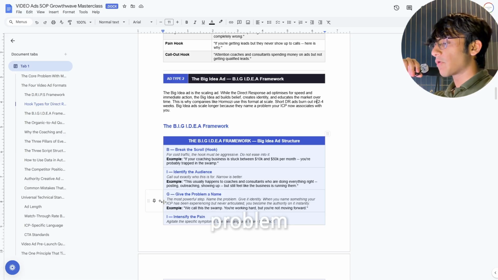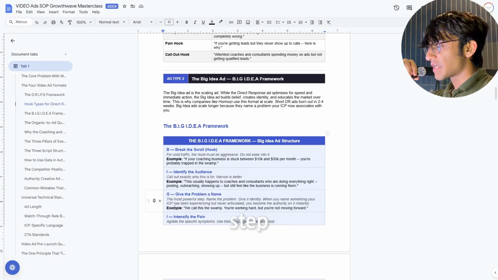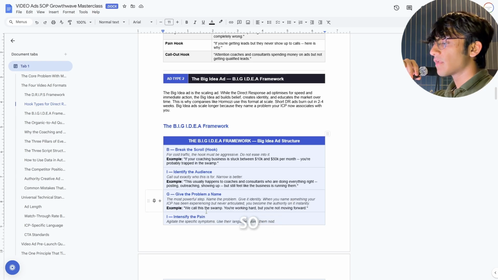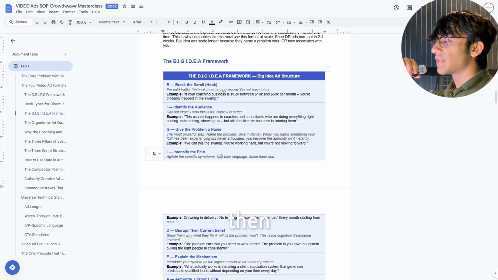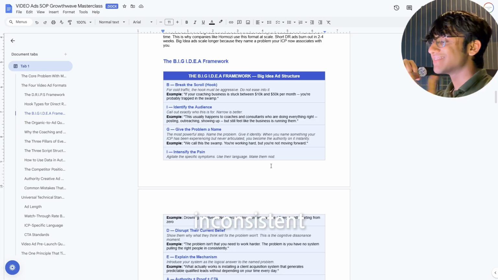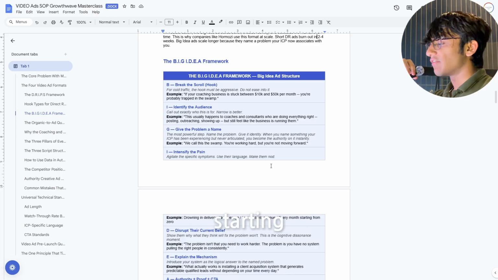Then give the problem a name. The most powerful step is to name the problem. Give it identity. So we call this the swamp. You're working hard, but you're not moving forward. Then intensify the pain, which pretty much means just probe into it. Example: drowning in delivery, no leverage, inconsistent revenue, and every month starting from zero.